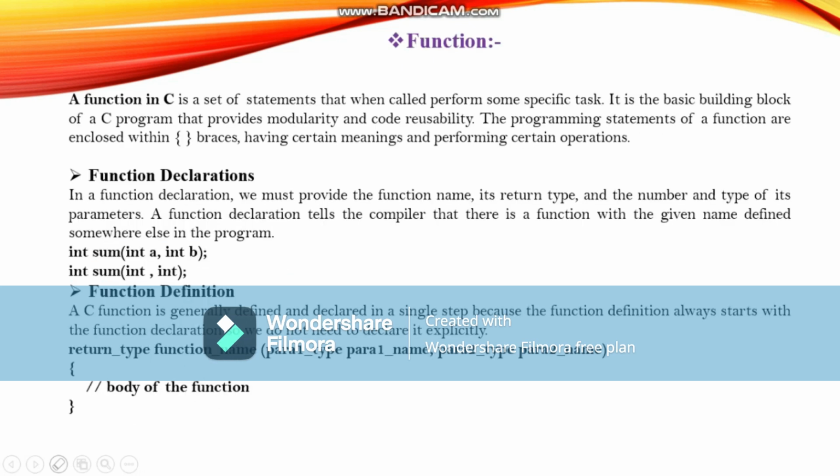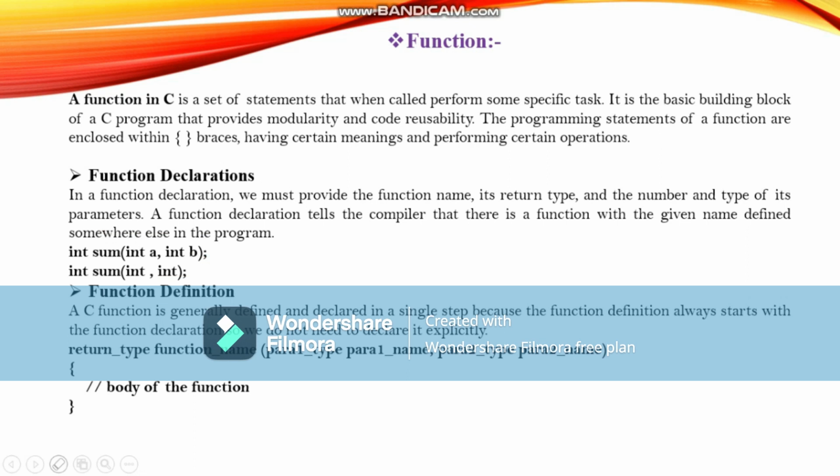Next one is function. A function is a set of statements that, when called, performs some specific task. It is the basic building block of a C program that provides modularity and code reusability. The programming statements of the function are enclosed within braces. Function declaration: in a function declaration, we must provide the function name, its return type, and the number and types of its parameters. A function declaration tells the compiler that there is a function with the given name defined somewhere else in the program. For example, int sum(int a, int b).